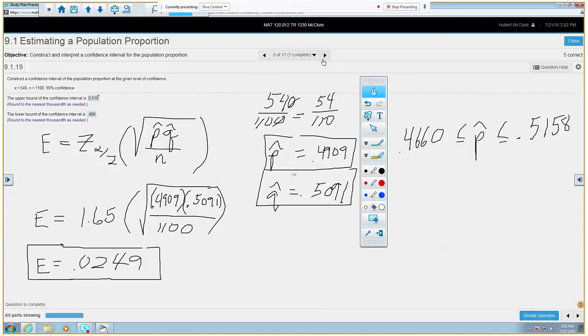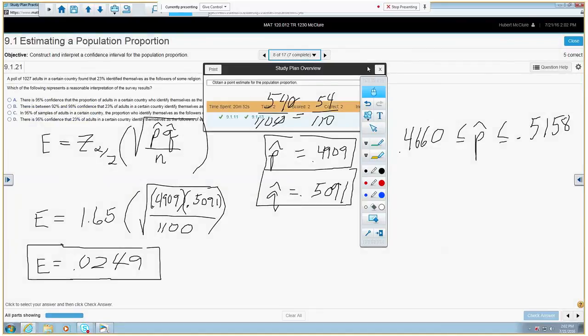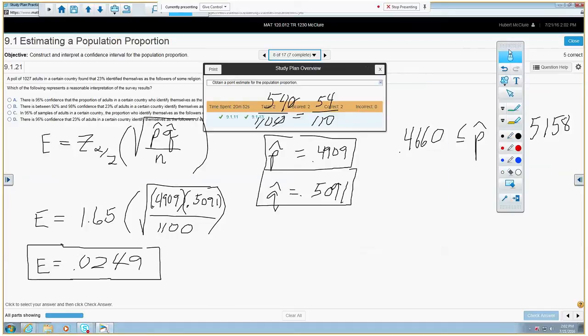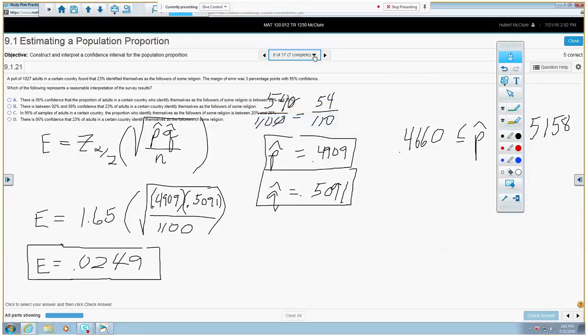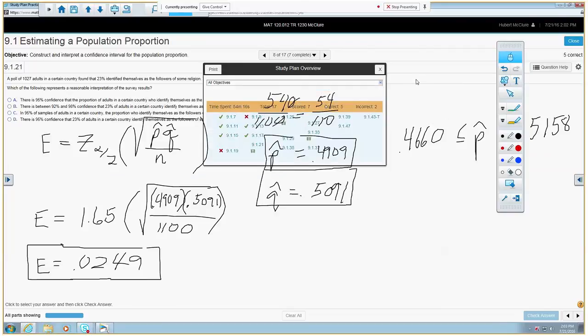Okay. So let's look at some more questions. Let's see, where is, okay, why is this so small? 8 of 17, well, where's the other 17? Oh, all objectives, there we go.